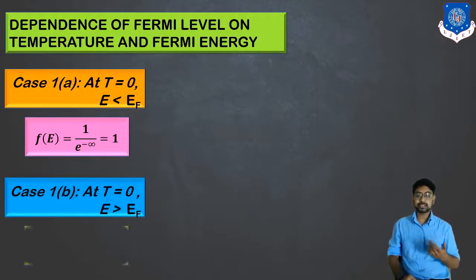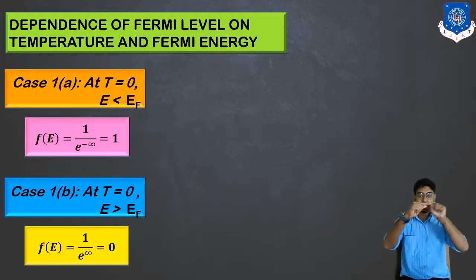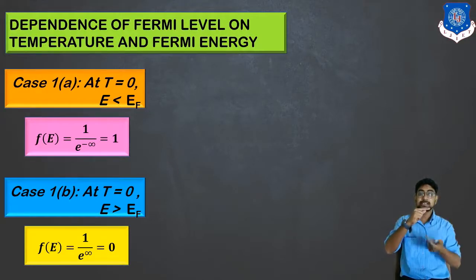Now we are taking case 2. That case 2 is an extension of case 1 only; we are taking case 1b. What would be the scenario? At T equals 0, again the same, we are restricting the temperature, and E is greater than EF. So what would be the scenario? We are talking about the energy level above this EF. Definitely this is the farthest level, so ideally the electron's probability would be 0. That is what we will get in the same situation here.